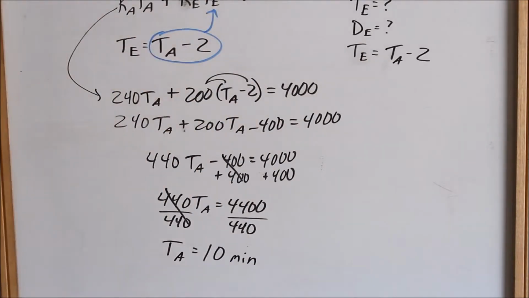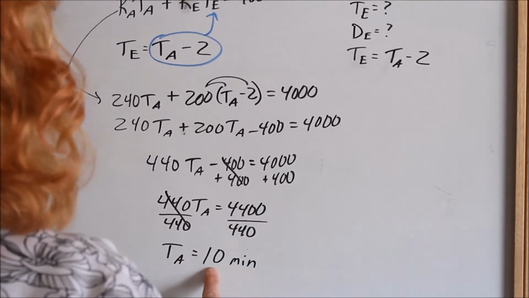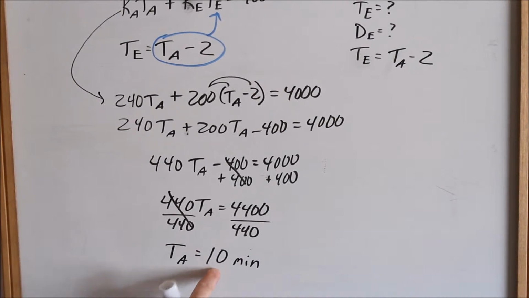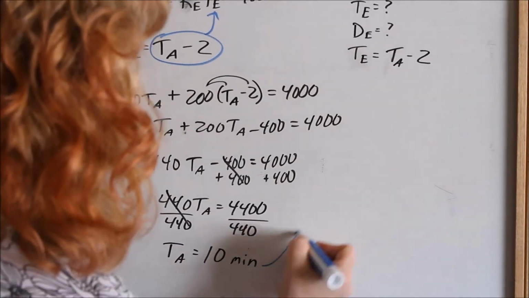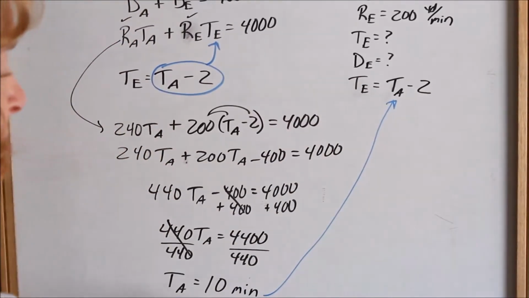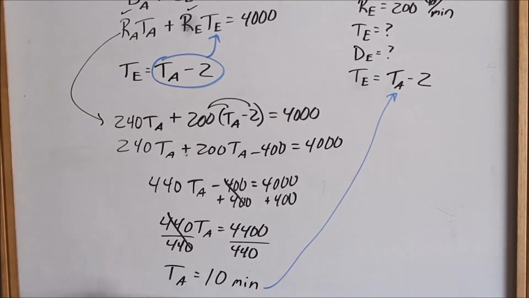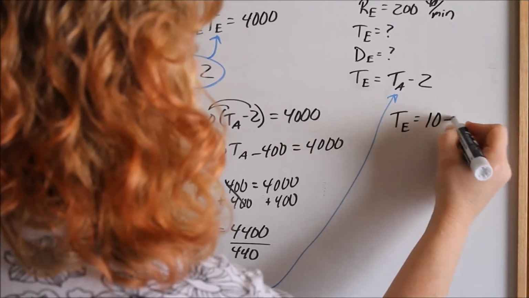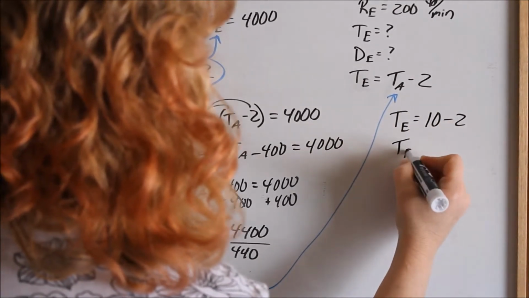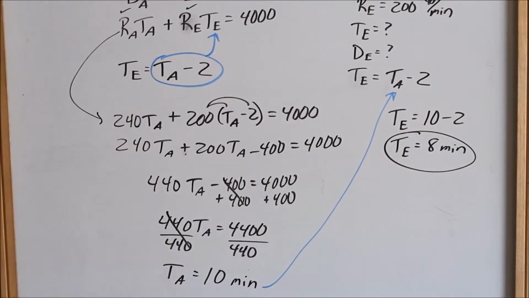The problem never asked us that, okay? The problem did ask us Eunice's time. So if Amos's time is 10 minutes and she left 2 minutes later, we can go back to this equation right here. We can put the 10 minutes in for Amos's time. So we know that Amos is 10 minutes, so Eunice is going to be 10 minus 2. So Eunice's time is 8 minutes. That was one piece of information that we needed.